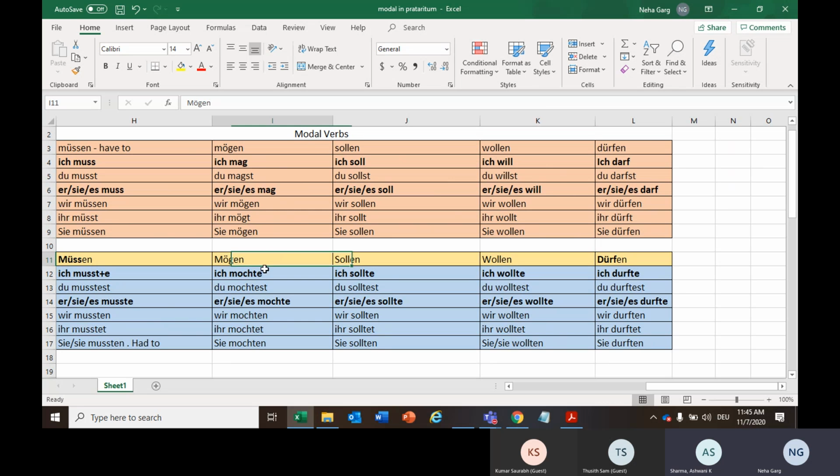Now proceeding further with mögen, can you guys now quickly read that through and then we'll proceed. So Sam, you can read this, and Ashwini, you can read this. So I need to read the whole thing? Yeah, the whole thing. Mögen. Ich mochte, du mochtest, sie es mochte, wir mochten, ihr mochtet, sie mochten.